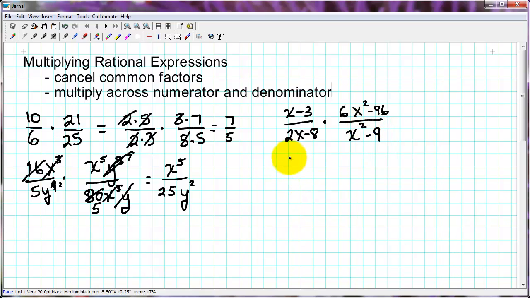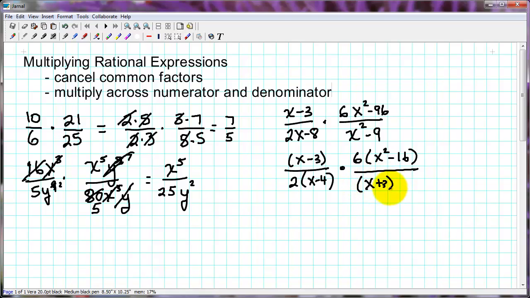So our first step would be to factor each part of the fraction. So here we can GCF factor out a 2. Here we can factor out a 6. And at the bottom we have a difference of 2 squares that factors into x plus 3 and x minus 3. And there's another step of factoring we can do here. After we GCF factored out the 6, we have a difference of 2 squares here, so that factors into x plus 4 and x minus 4.